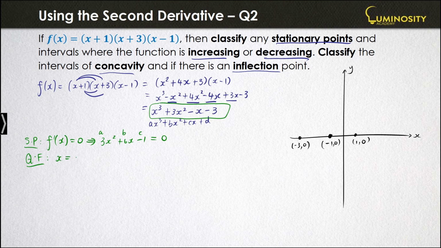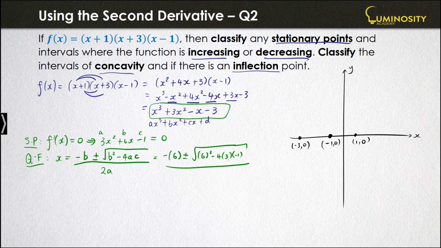So let's recall the quadratic formula. x equals negative b plus or minus the square root of the discriminant term, which is b squared minus 4ac, and all of that gets divided by 2 times a. So that's equal to negative 6 plus or minus the square root of 6 squared minus 4 times 3 times negative 1, all over 2 times a, which is 2 times 3, which is 6.